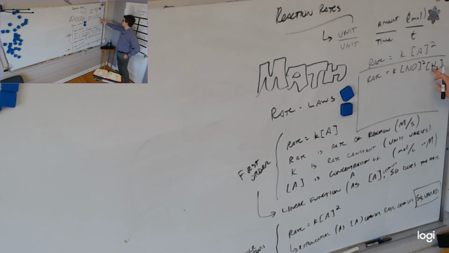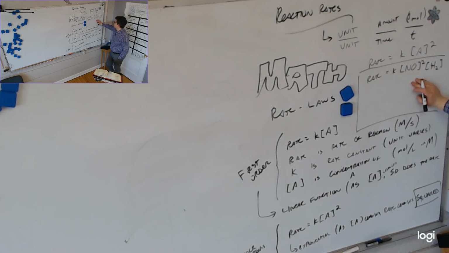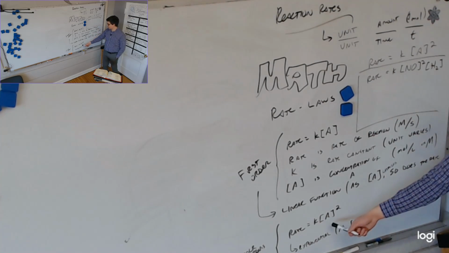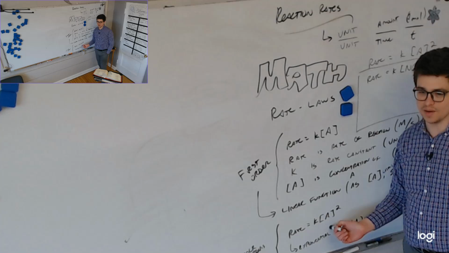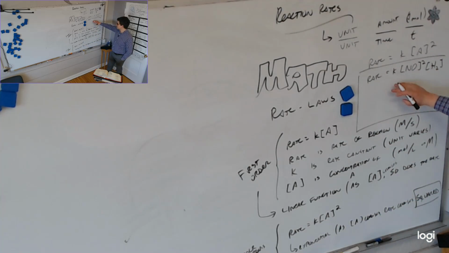I'm going to ask you a conceptual question about this one first. We don't know what K is, so don't worry about the math. Is this another law? No, this is an example. The A here represented the concentration of substance A. No, this is just an example.